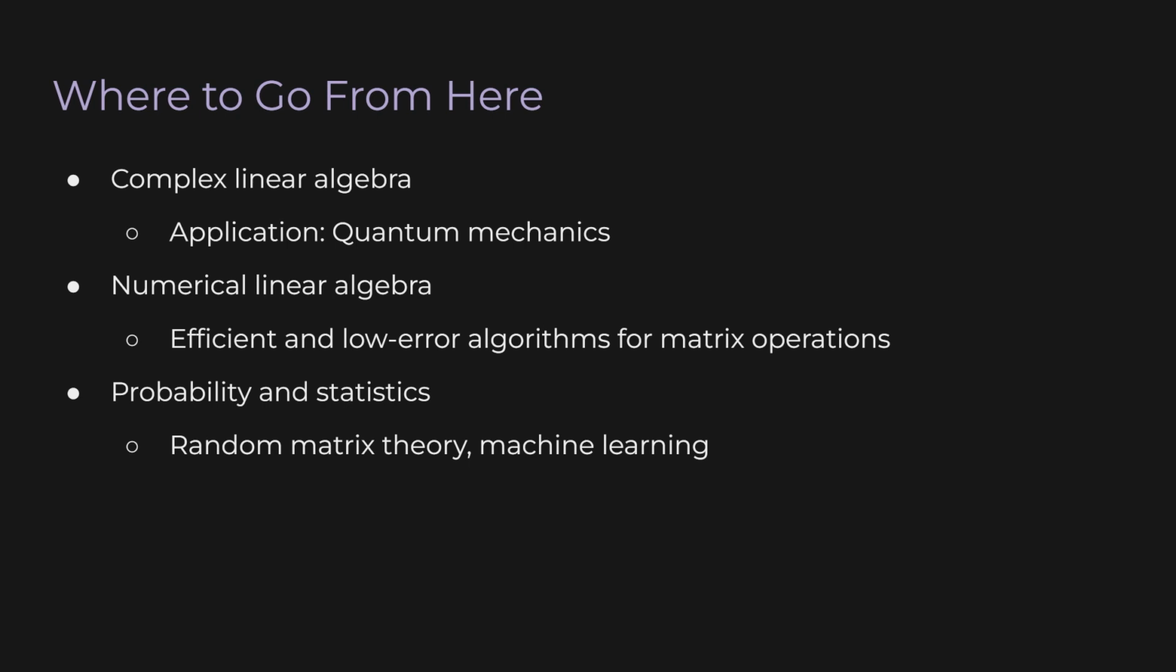Finally, any sort of advanced probability and statistics will make heavy use of matrices. There's an interesting field called random matrix theory, which lies at the heart of applications like machine learning. If you want a deep understanding of how AI algorithms actually work, it's essential to build a strong background in probability theory with matrices. And there you have it.